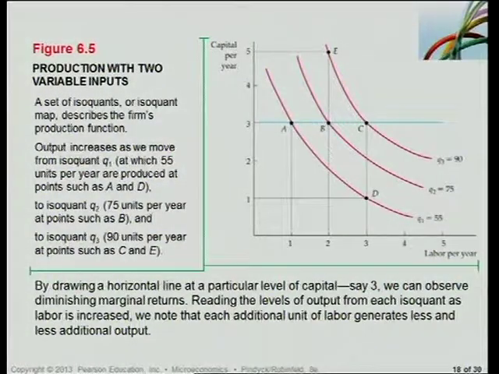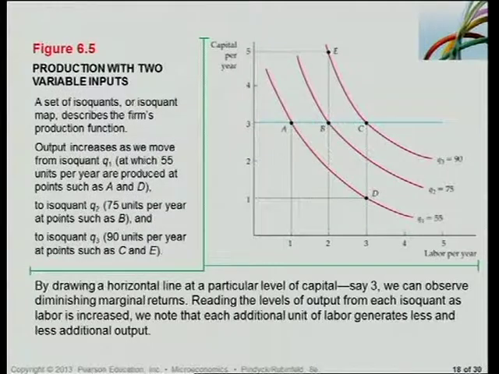Okay. Now if you draw a horizontal line at a particular level of capital, say for example at 3, what happens? We get diminishing marginal returns, right? And this is being illustrated also in the diagram. We can observe diminishing marginal returns. So you read the levels of output from each isoquant. As labor is increased, every additional unit of labor generates less additional output, and that refers to the law of diminishing marginal returns, which is also applicable in the long run.